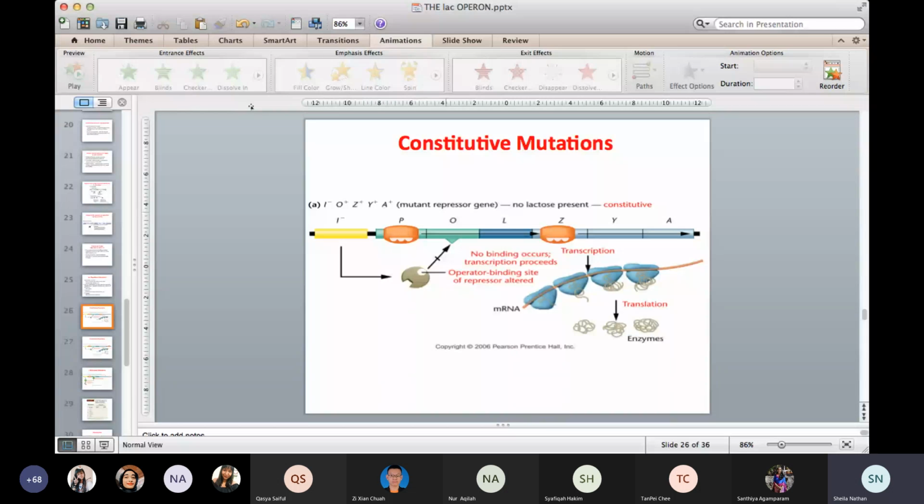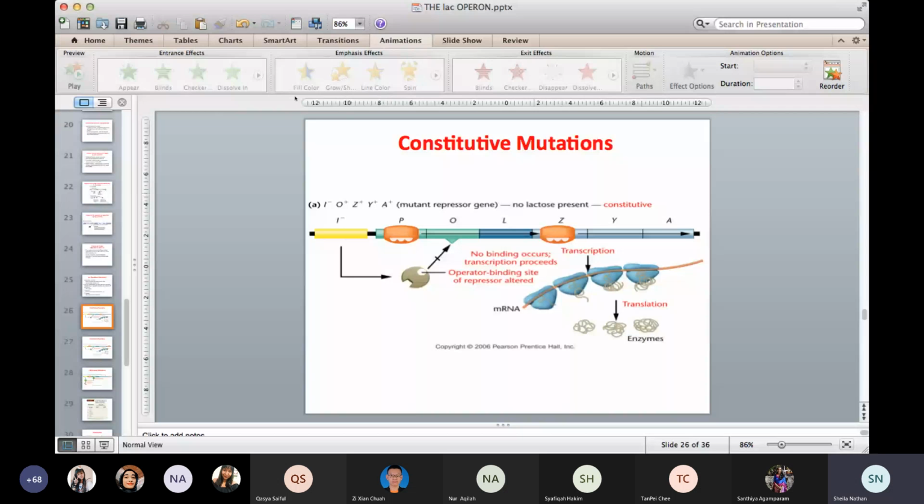Nothing wrong with the operator because it's plus, meaning that it's wild type. The Z is plus, the Y is plus, the A is plus, okay? So in this case, remember, it is constitutive expression of the Lac Operon, even if lactose is not present.